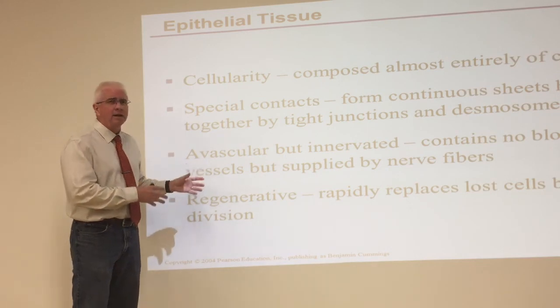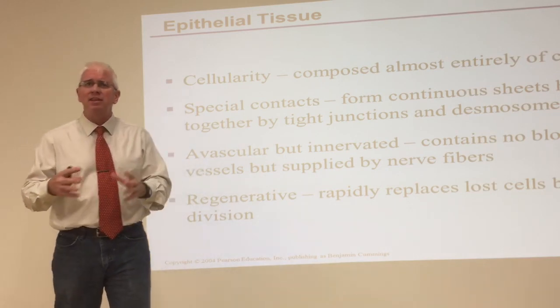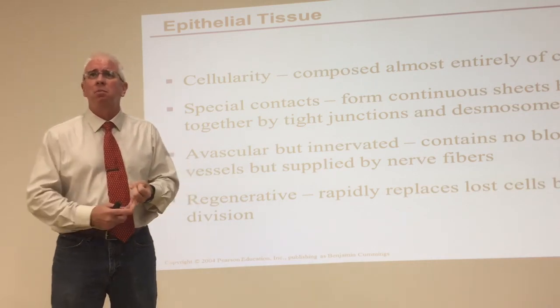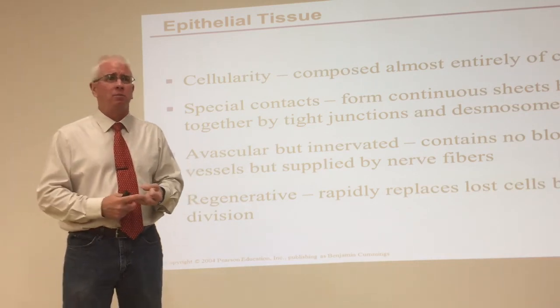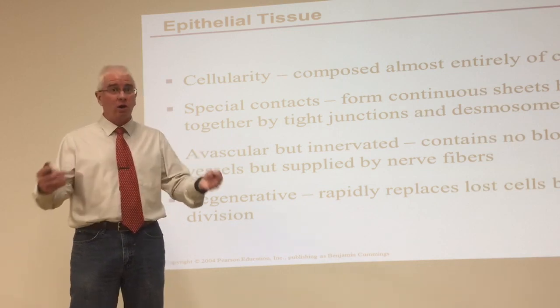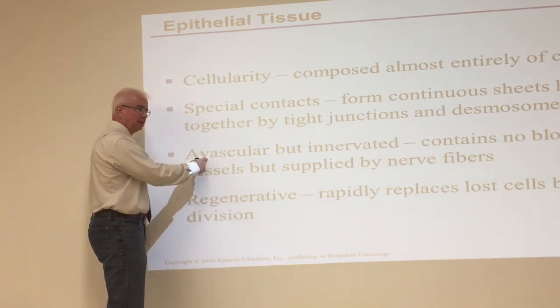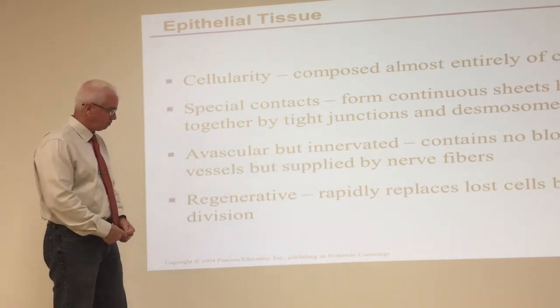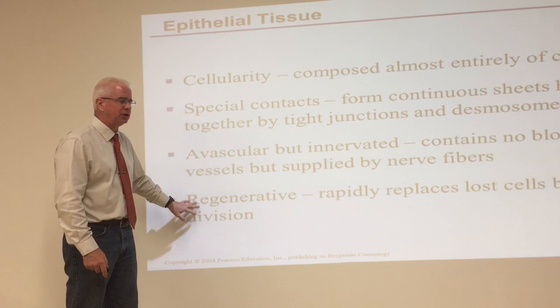So in anatomy and physiology, you need to think in these terms wherever we go. What is the structure? What is its blood supply? What is its nerve supply? This will be a very common way of talking about anatomy. When we're talking about epithelial, no blood supply, does have nerve supply. And these tissues are highly regenerative.